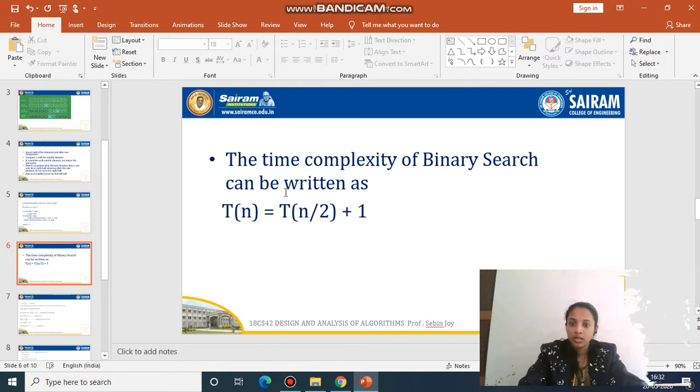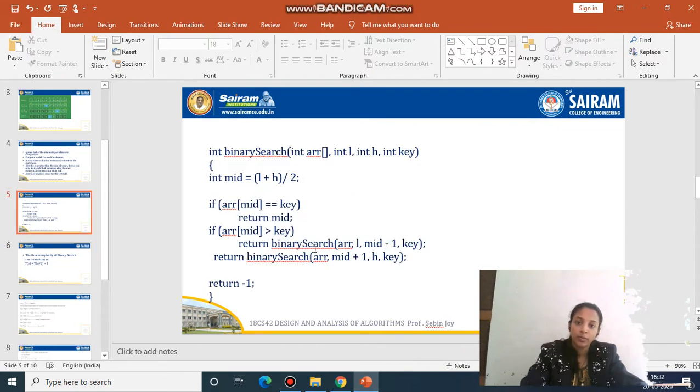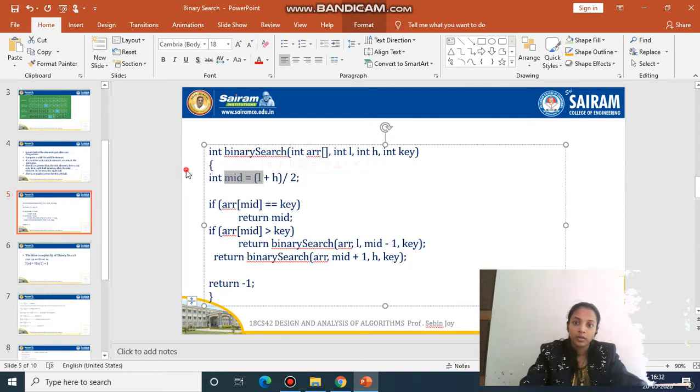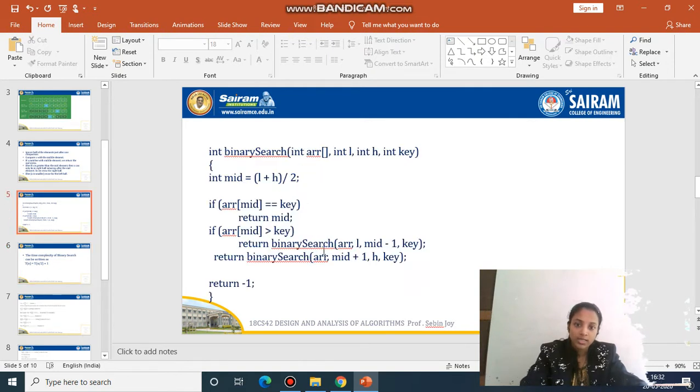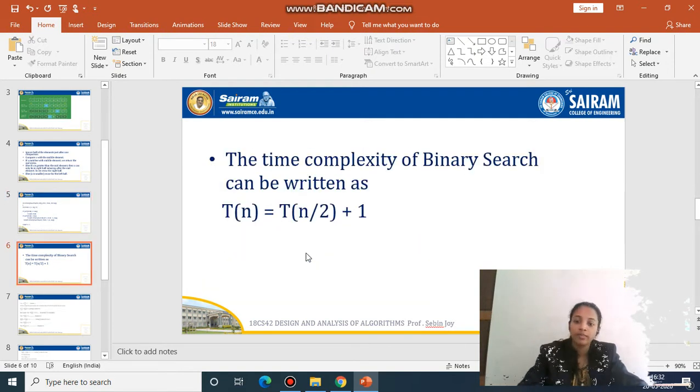When you look at the time complexity, we can write it as T of n is equal to T of n by 2 plus 1. Why? T of n is T of n by 2 plus 1. This plus 1 is for calculating the mid. And T of n by 2 is what? For searching, either we will search in the left half or we will search in the right half. So that is the time complexity of the algorithm that we are writing here.